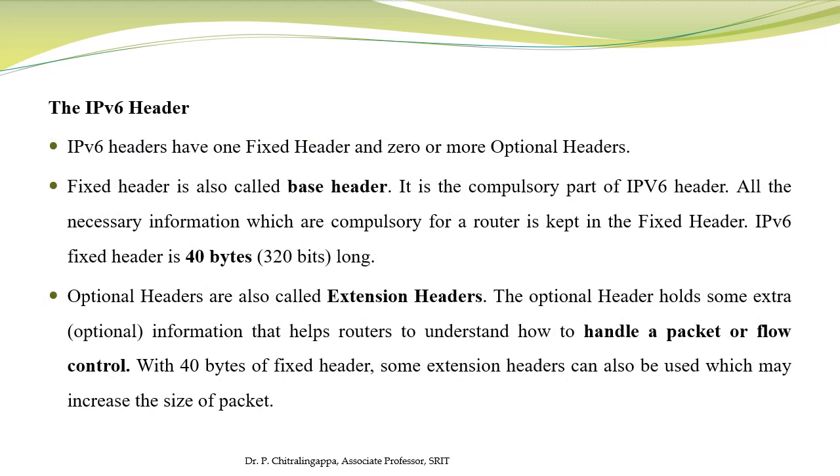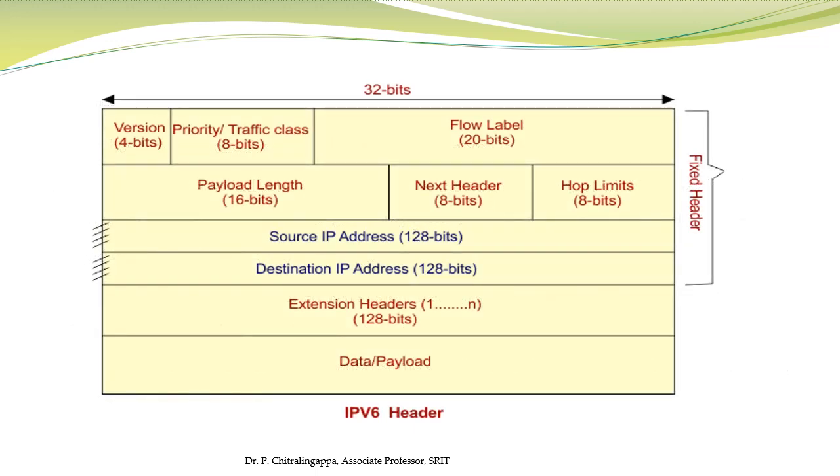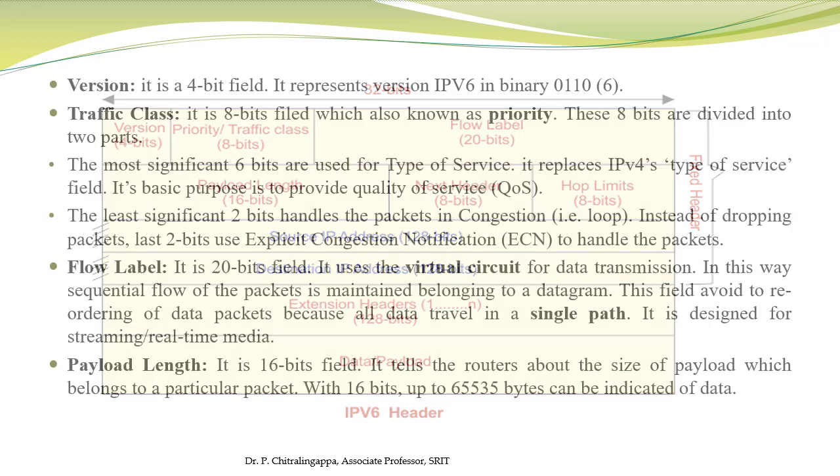So this is the header format of the IPv6 version. It is very simple when compared with IPv4. The fields are version, priority, flow label, payload length, next header, hop limit, source IP address, and destination IP address.